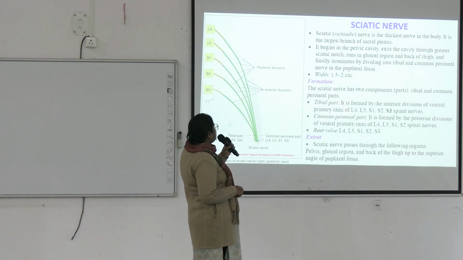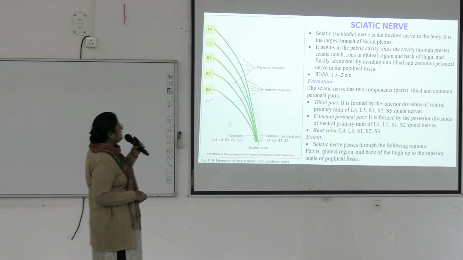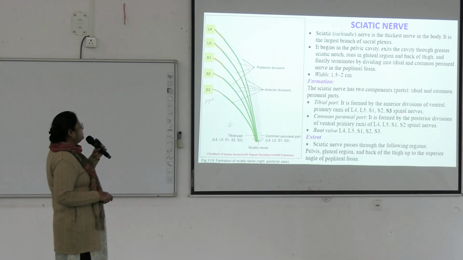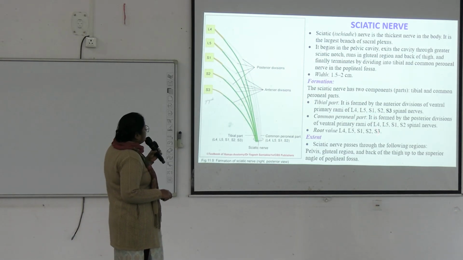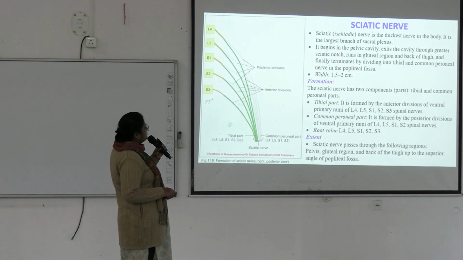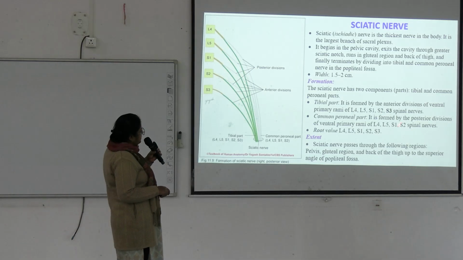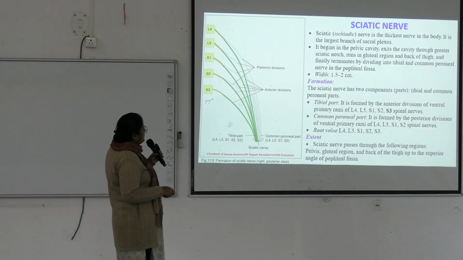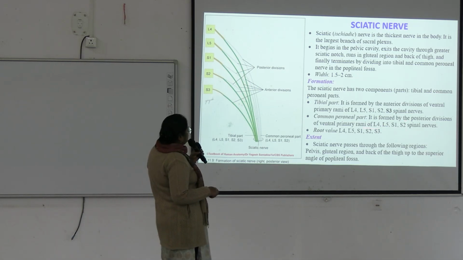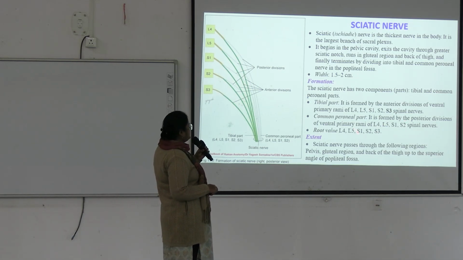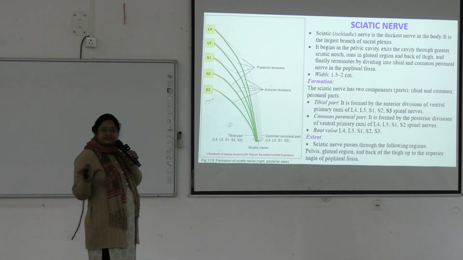Okay, so the tibial part is formed by the anterior division of ventral primary rami of L4, L5, S1, S2, S3. All these root values are present. Next is the common peroneal component. It is formed by posterior divisions. Here, tibial you can see anterior division, or common peroneal posterior division of ventral primary rami of L4, L5, S1, S2. Okay. So root value is L4, L5, S1, S2, S3 together. So root value is important. In your OSPE you will be asked about root value.